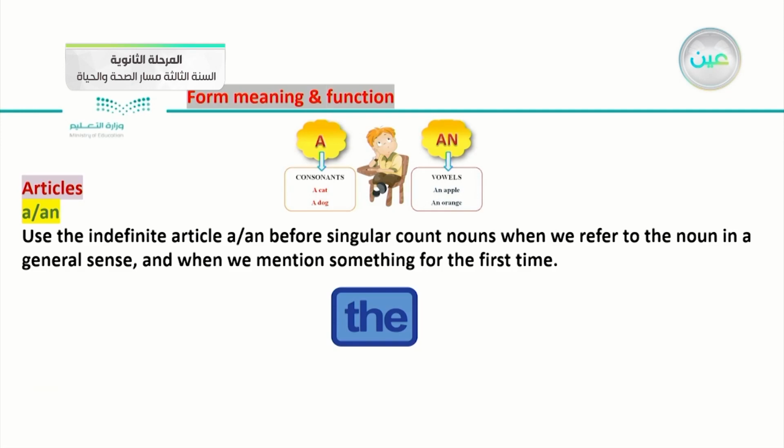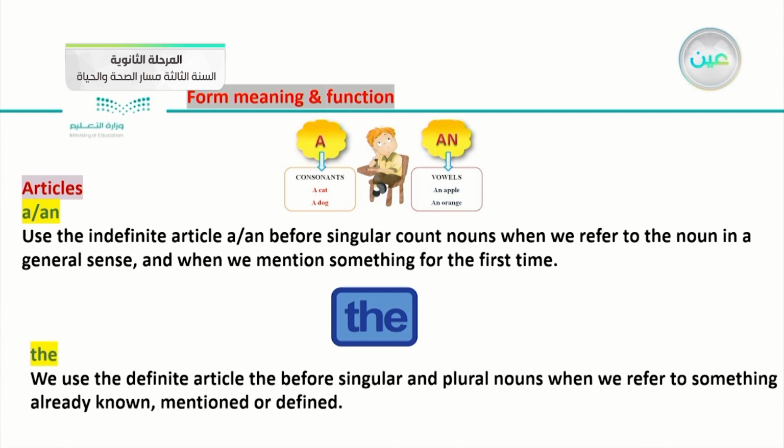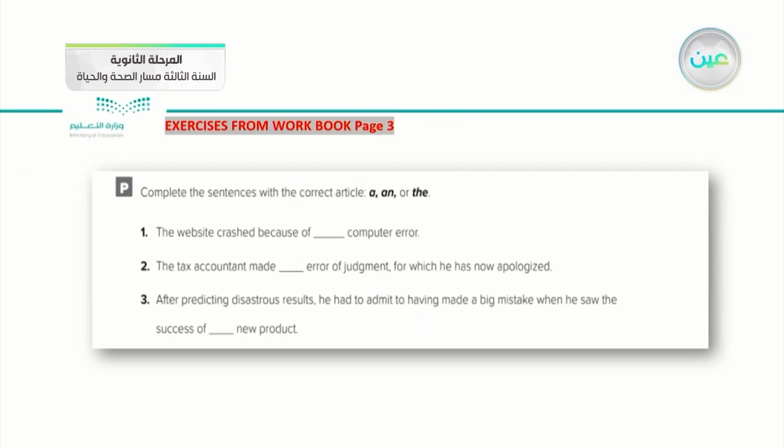Okay, what about the, miss? So we can use the definite article the before singular and plural nouns when we refer to something already mentioned or defined. When we want to mention something for the first time, we should apply a or an. And the second time, we put the, because we know it, we mentioned it, we defined it.